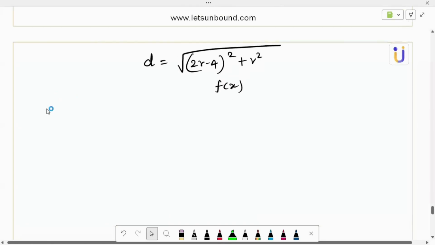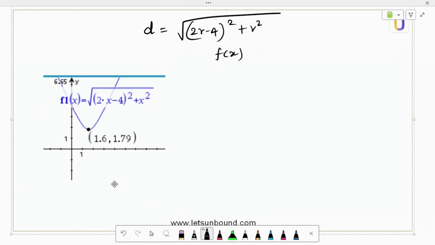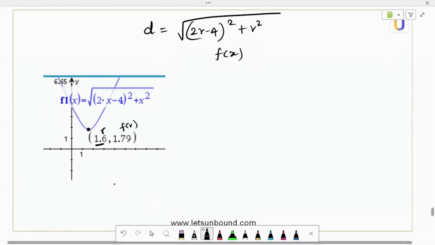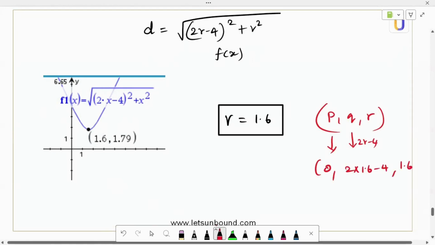So this is what we got. So what are we solving for? To minimize this function, this is my r and this is my f of r, the distance. So the minimum distance is 1.79 and it is possible when r is equal to 1.6. Okay, r is 1.6, but I need to find the coordinate (p, q, r). P we minimized to 0, so 0. Q can be written as 2r minus 4. So 2 times 1.6 minus 4, and r is just 1.6.